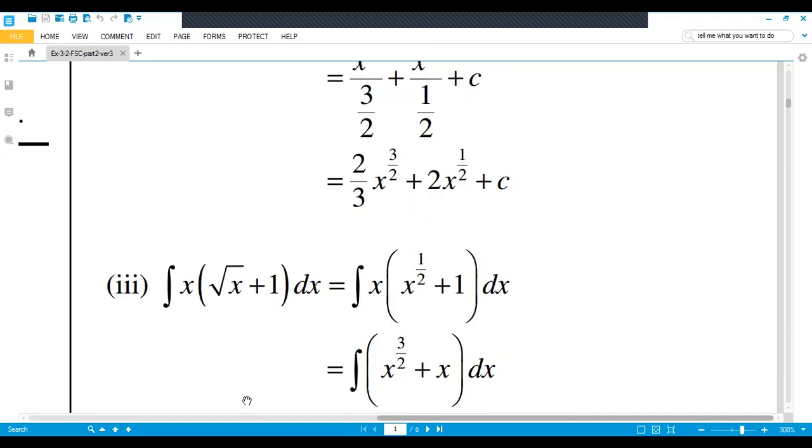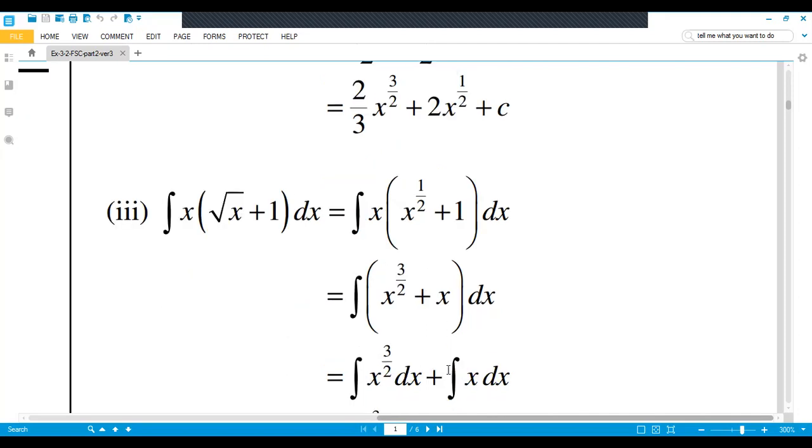Now come to the third part. In the third part, you are given x multiplied with under root x plus 1. So first you multiply, after that you integrate. So this is x power 1 over 2. When x is multiplied with x power 1 over 2, you know that when the same variables multiply, their powers will be added. Here the power is 1. So 1 plus 1 over 2, we get x power 3 over 2. And x multiplied by 1 is x.